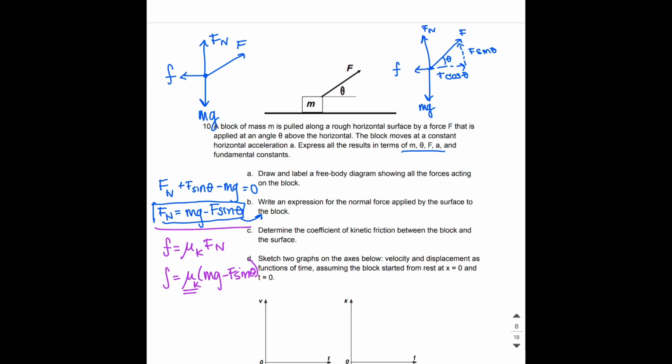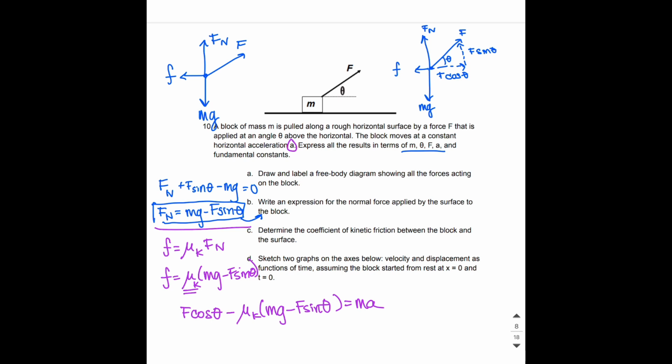And we know that there is an acceleration. I am just going to get rid of these graphs for now and use up that space to do some work, and then I can bring it back later. So first thing I'm going to do is the sum of the forces in the x direction. And so I've got my F cosine theta minus my force of friction, which is mu k times mg minus F sine theta, and it's moving at a constant acceleration.